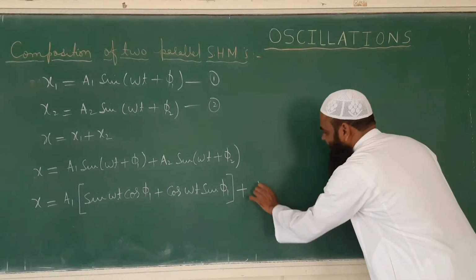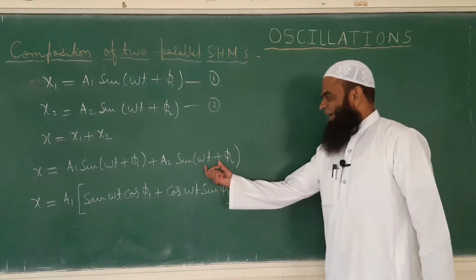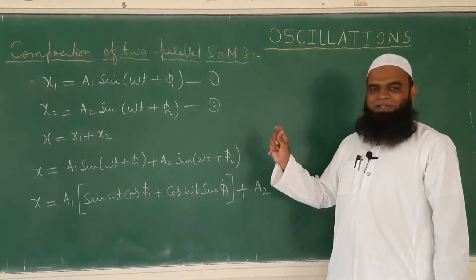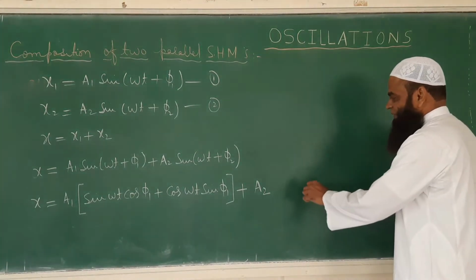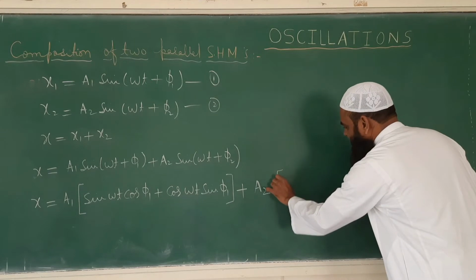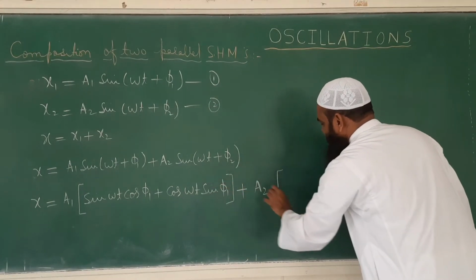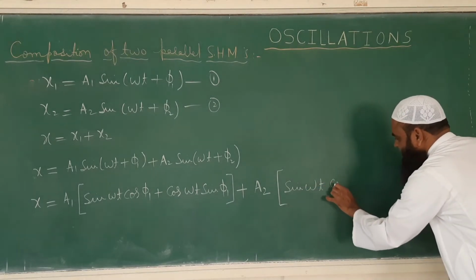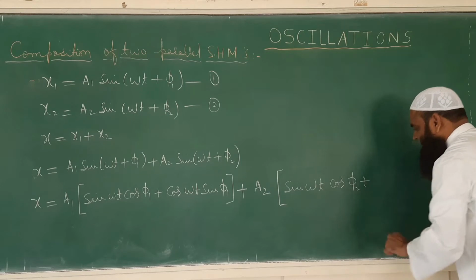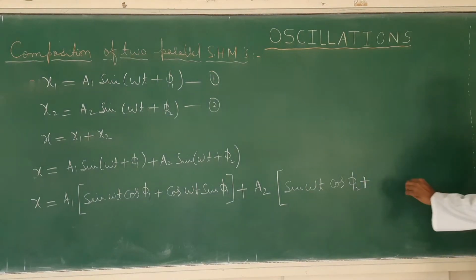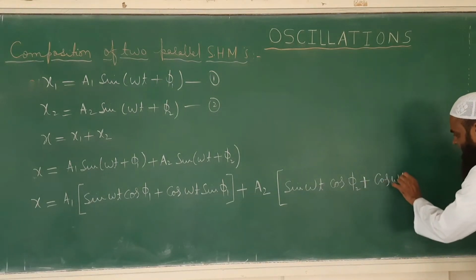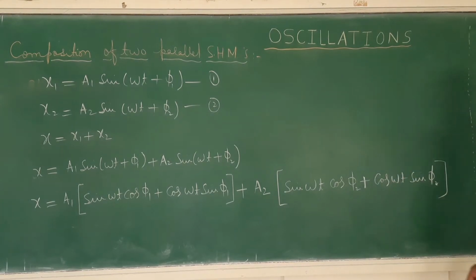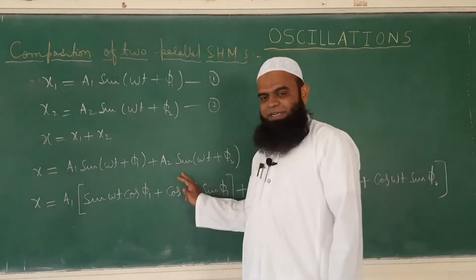Now, the expansion of the second bracket, sin omega t plus phi 2. Here also we will use sin A plus B, sin A cos B plus cos A sin B. So, in place of sin A, we have sin omega t, and cos B means cos phi 2 plus cos omega t sin phi 2. So, this is the expansion of these two brackets.